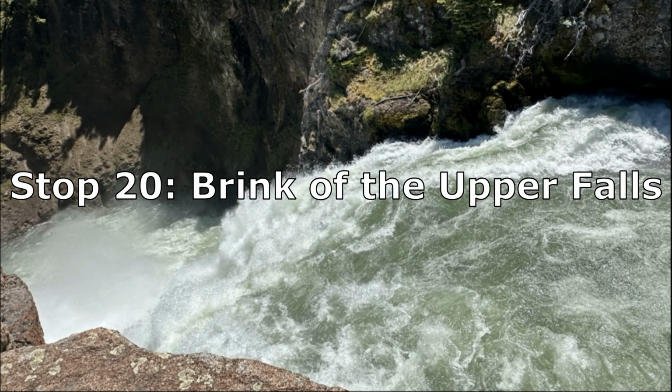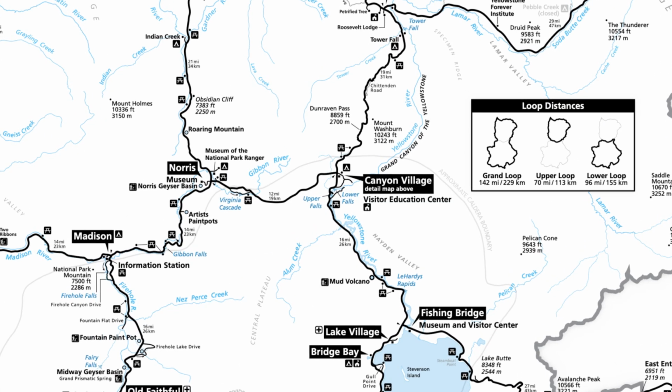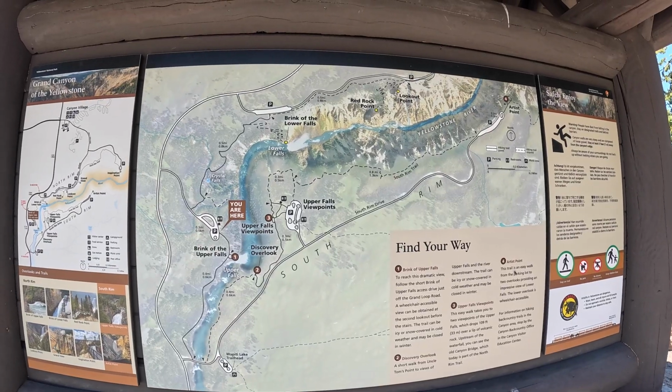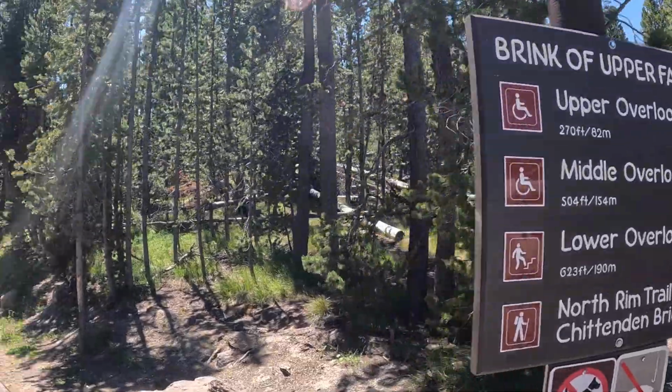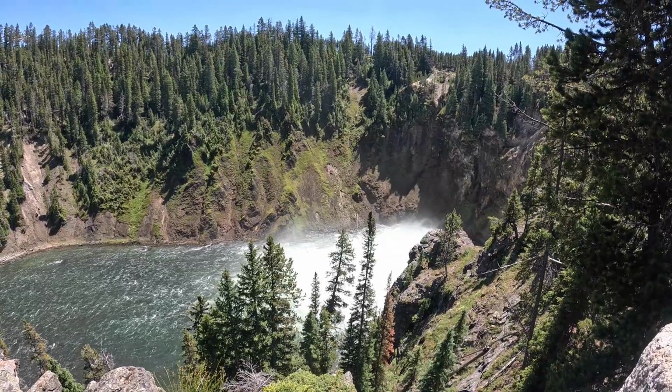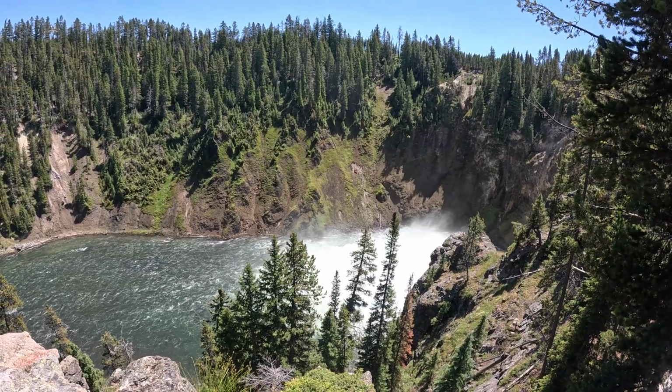The Brink of the Upper Falls is 1.6 miles from Canyon Junction south on the Grand Loop Road. I'm heading to Brink of the Upper Falls. We're in the Grand Canyon of the Yellowstone right now. There's a 1/4 mile or 0.4 kilometer round trip trail that takes you to 3 different overlooks. It is about 75 feet elevation change. That's Brink of the Upper Falls.